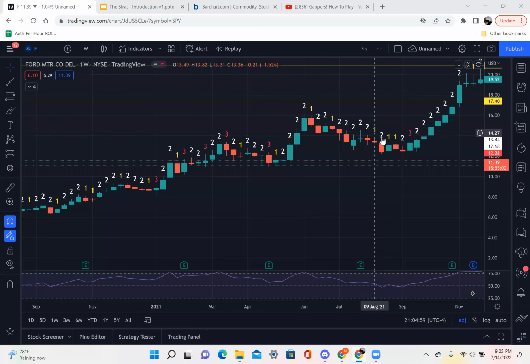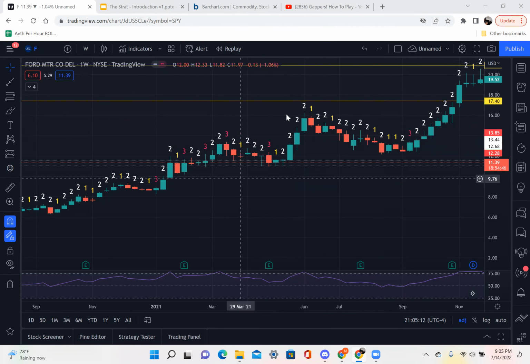Now you have a 2, 1, 2 to the downside, and that is going to be a continuation. That's continuation to the downside because you can see it's continuing to the downside from this reversal, but this one is a reversal to the downside. All right, so to answer your question, no. Inside bars can be reversals or they can be continuations.